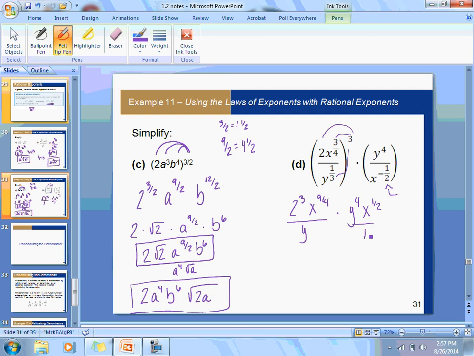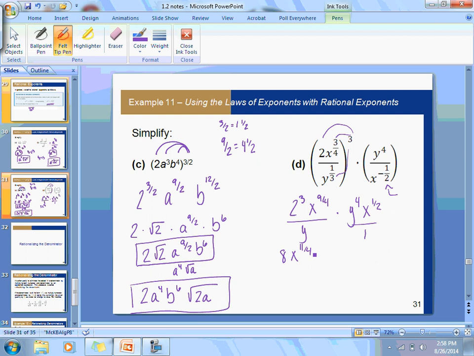So now I can multiply across my numerator, kind of combine my terms here. I can do the 2 to the 3rd. That's going to be 8. Let's see, x, I have 9/4 and 1/2. So I have to add 9/4 and 1/2. 1/2 is really 2/4. So it's like 9/4 and 2/4. So that's going to be 11/4. So I'll have x to the 11/4.